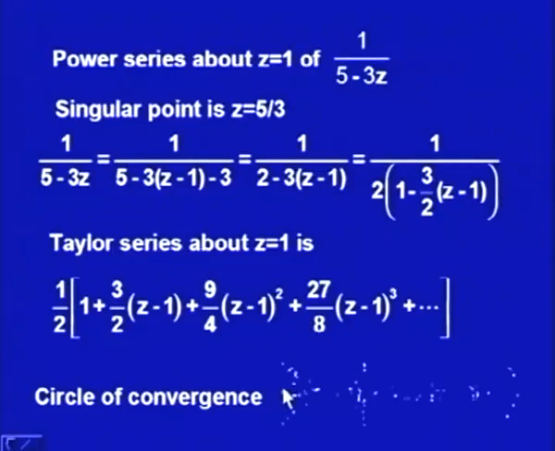So, the circle of convergence for this series is given by modulus of 3 by 2 into (z minus 1) less than 1, or we can say modulus of z minus 1 is less than 2 by 3. So, the radius of convergence is 2 by 3, but the center is at 1.